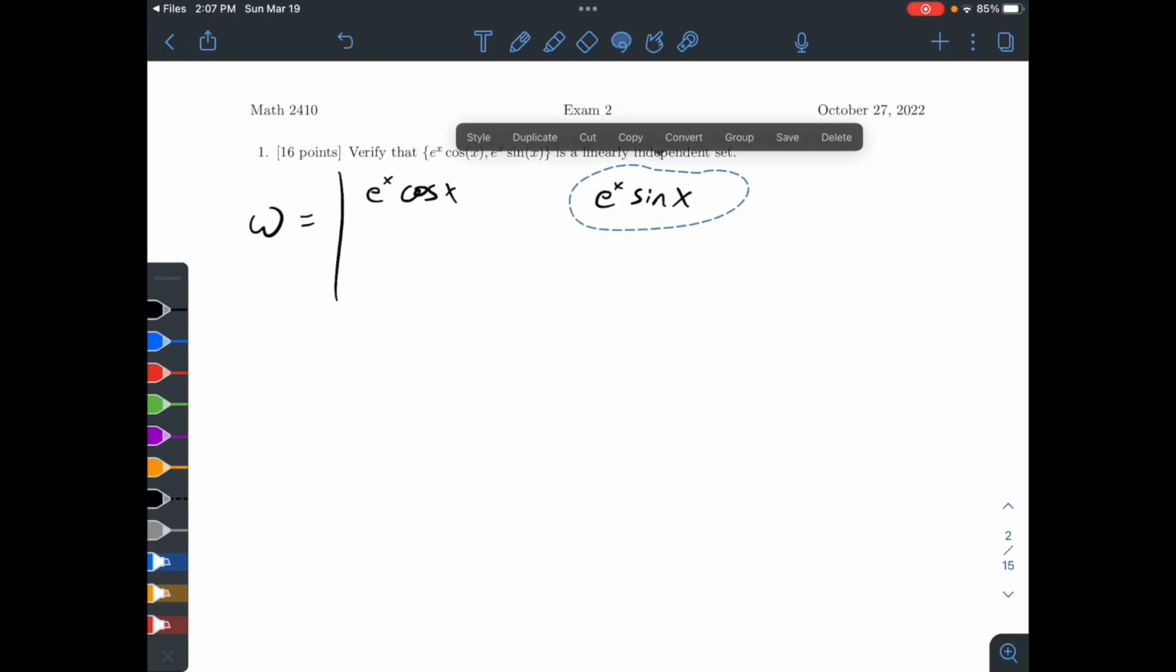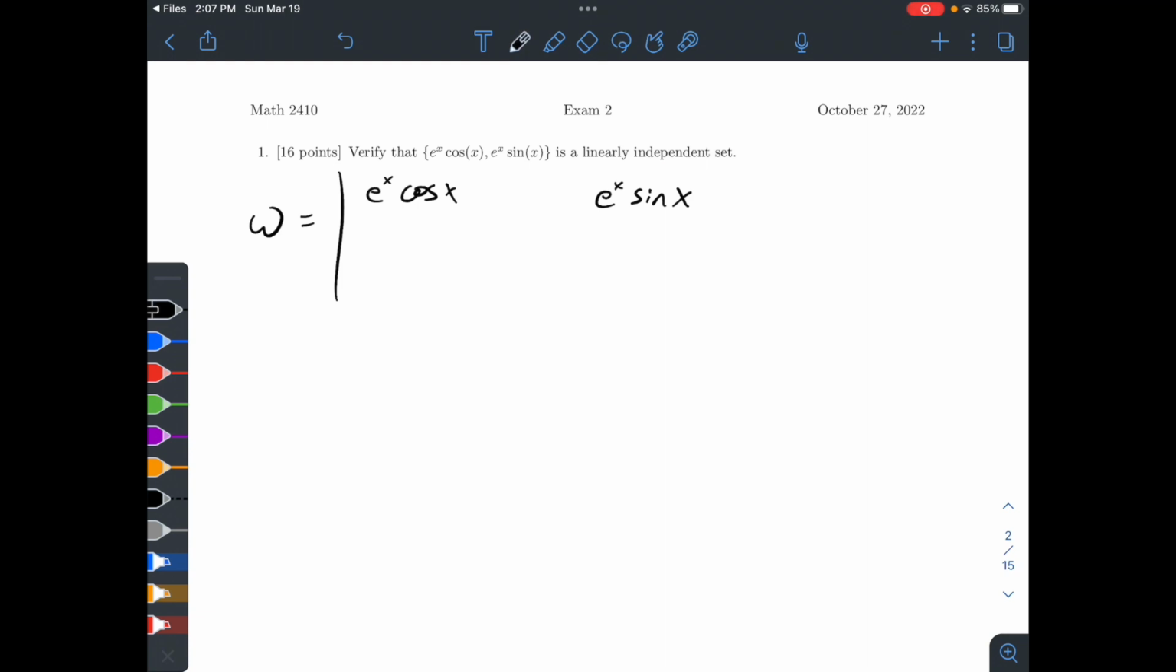I'm going to move this over a little bit and make some space, because we're going to need to take the derivatives of e to the x cosine x and e to the x sine of x. How do I do that? We need to do a product rule. So this is e to the x times cosine x. The derivative of e to the x is itself. Leave cosine x the same. And then plus e to the x times the derivative of cosine, which is negative sine. So minus e to the x times sine of x.